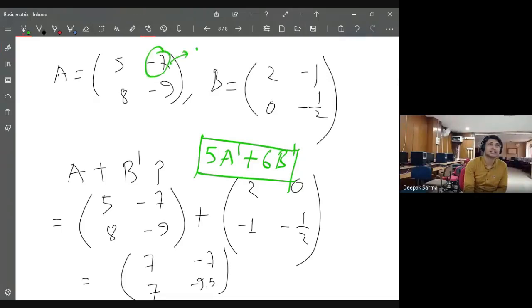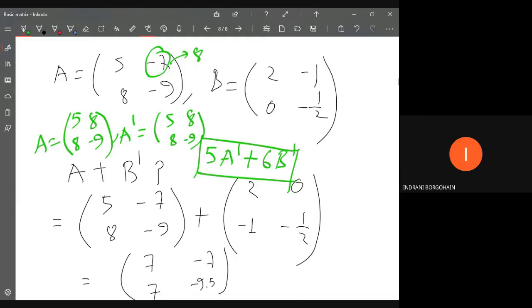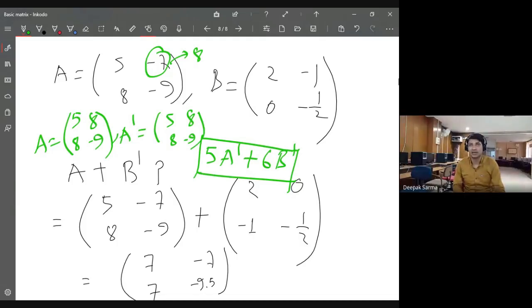So if I replace -7 by 8, what will I have? A is equal to 5, 8 and 8, -9. Yes, that is A. And if I take A transpose, what do you get? It is again 5, 8, 8, -7. Do you see? Yes, sir. Okay. So here, if the off-diagonal entries are the same, then A is equal to A transpose.